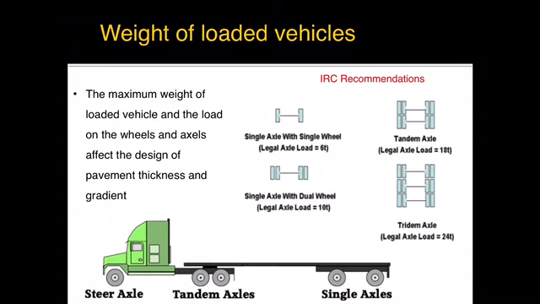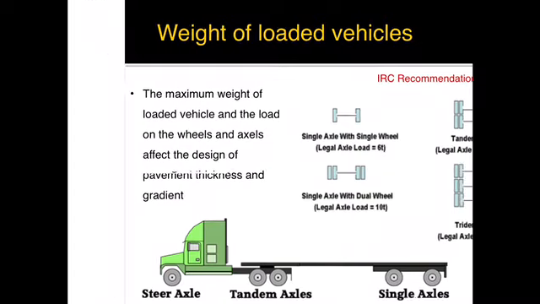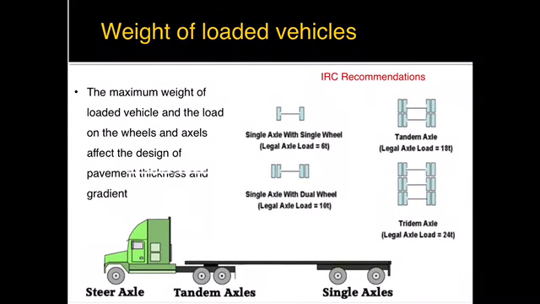The second vehicular characteristic which is important for the design of traffic facilities is the weight of the loaded vehicles, that is, the weight carried by the vehicle. Why is it important? The weight carried by the vehicles determines the pavement thickness, the thickness of the pavement that needs to be provided. The weight carried by the various categories of vehicles depends upon the number of axles provided. As you increase the number of axles, the load carrying capacity of the vehicles can be increased.